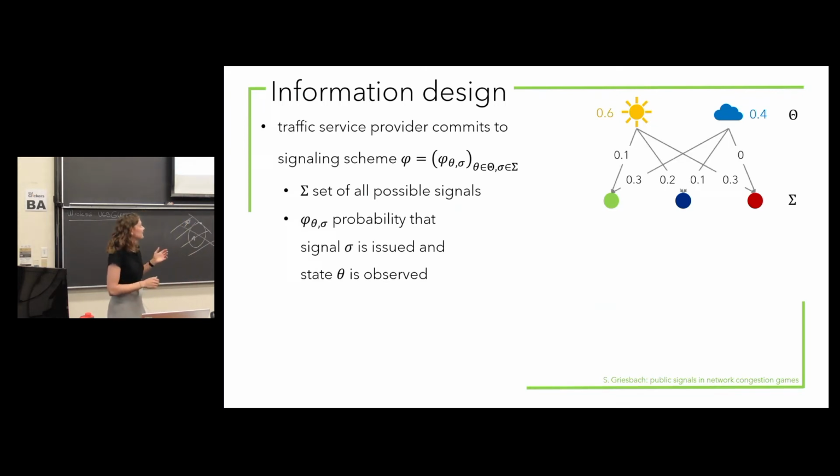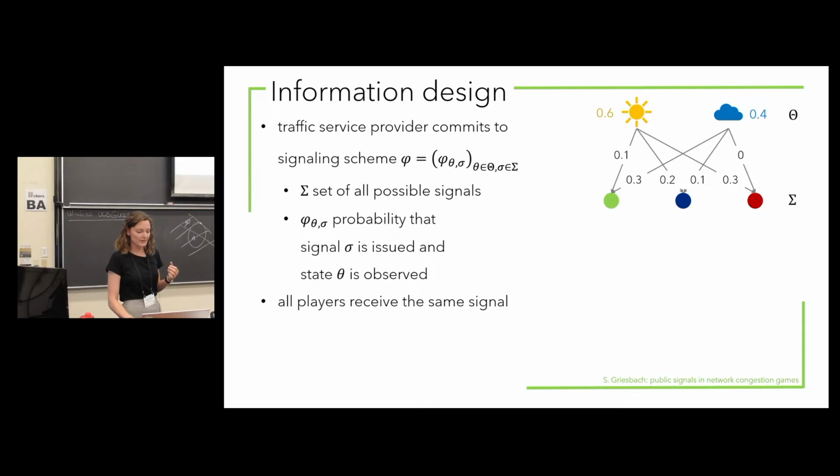So as we can see here, when it's sunny weather, which happens with a probability of 60%, then the traffic service provider will flash green light with 10% probability, blue light with 20% probability, and red light with 30% probability. And in total, this of course has to add up to those 60% chance of good weather. And these signals are, as the name suggests, public signals. So everybody gets the same signal.